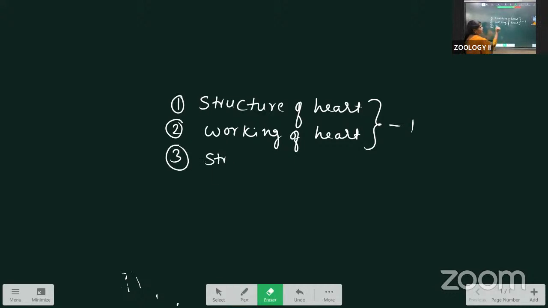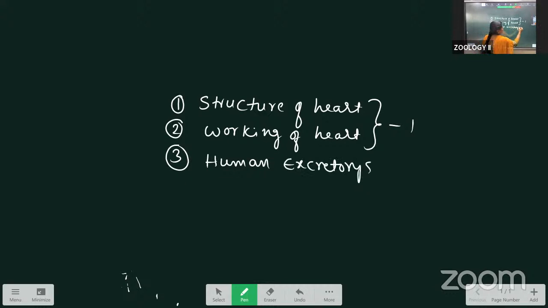of human excretory system. Human excretory system. Mostly it comes from these two. Sometimes they ask this one also. That's why you prepare these 3. One LAQ you can compulsorily do. Means in this you can get 8 marks.